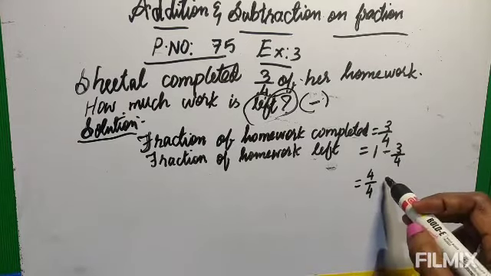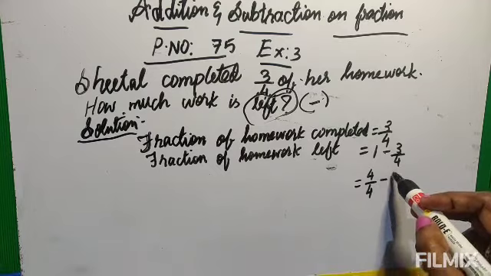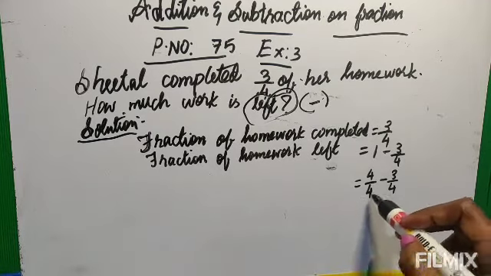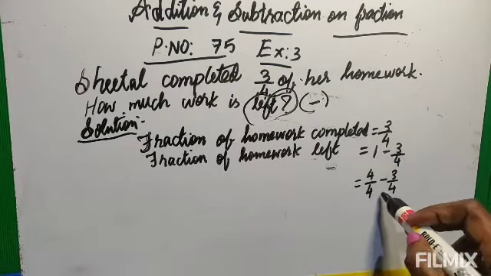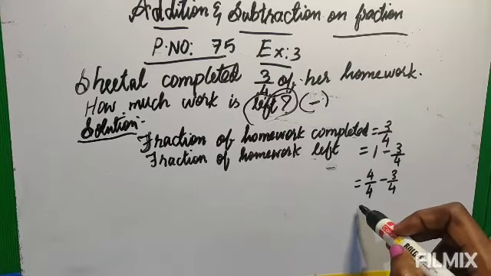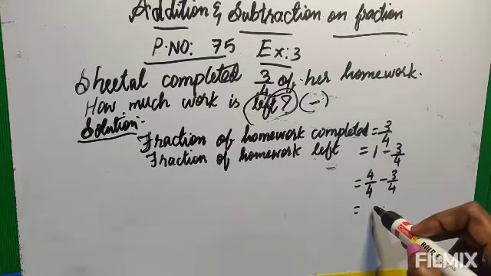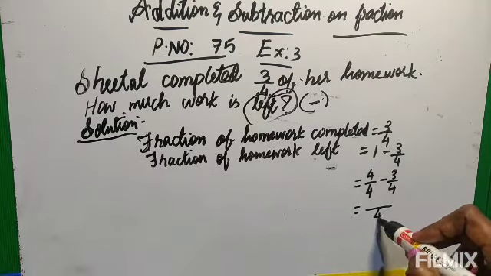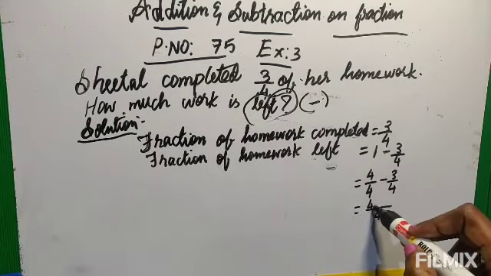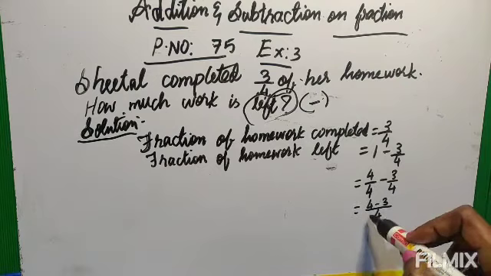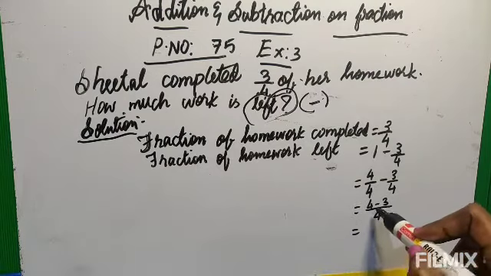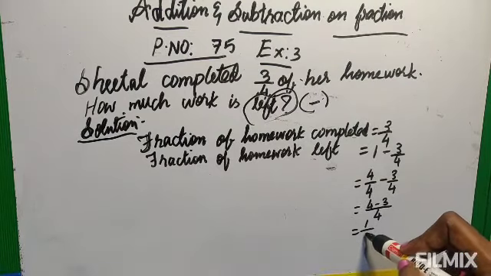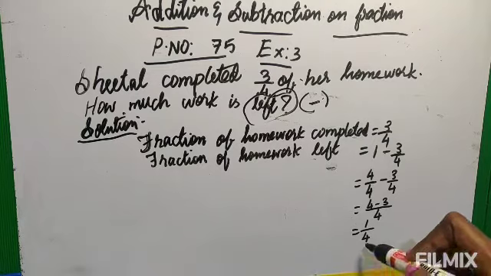So it is 4 by 4. Now minus 3 by 4. So now you see you have got like fractions, isn't it? So now you have to take the common denominator 4 and write the numerators over it. So now 4 minus 3 is 1, and the denominator will be 4.